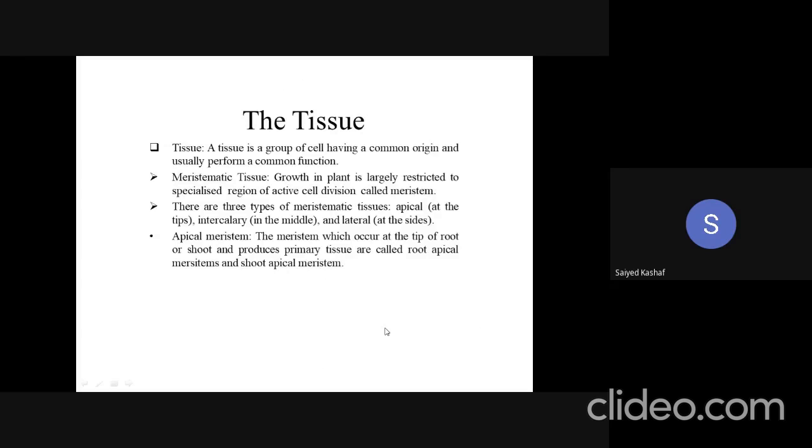So this is all about the tissue, that is a group of cells with common origin that usually perform a common function. First we will discuss the meristematic tissue. This meristematic tissue shows active division throughout the lifetime, and they are active cells. They have a specialized region in which the active cell divisions take place. Right. So there are three types of meristematic tissues. This one, apical at the tip, intercalary in the middle, and lateral at the sides.